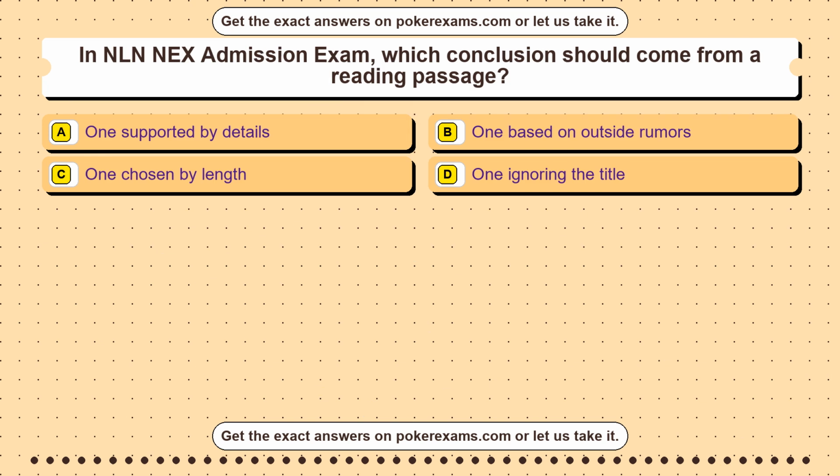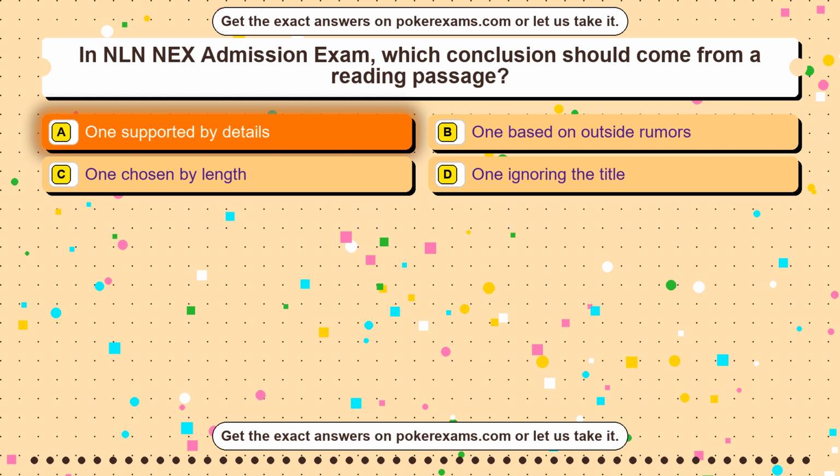Question 13. In NLN NEX Admission Exam, which conclusion should come from a reading passage? Option A. One supported by details. Option B. One based on outside rumors. Option C. One chosen by length. Option D. One ignoring the title. The correct answer is option A.